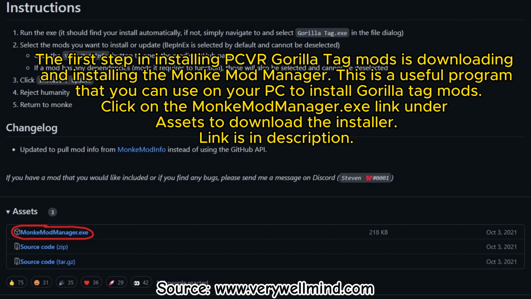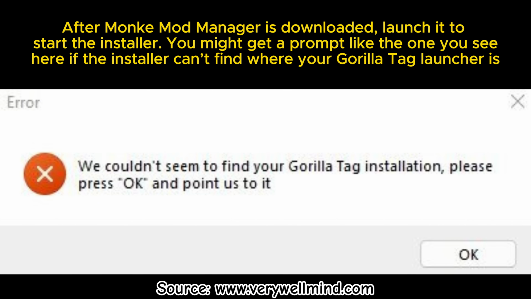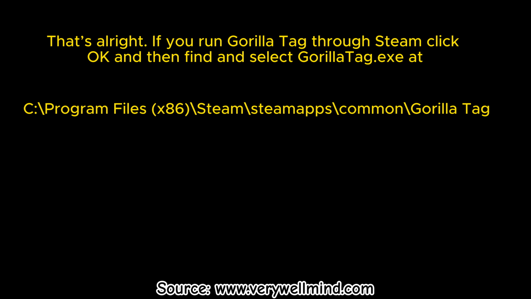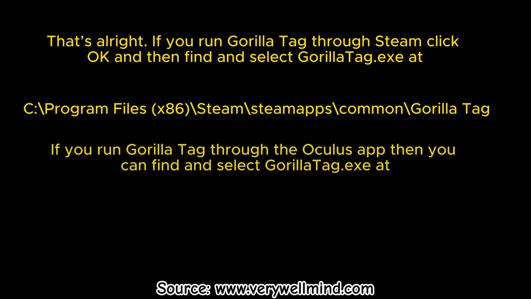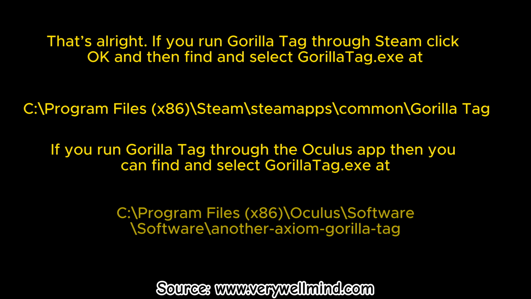Link is in description. After Monk Mod Manager is downloaded, launch it to start the installer. You might get a prompt like the one you see here if the installer can't find where your Gorilla Tag launcher is. That's alright. If you run Gorilla Tag through Steam, click OK and then find and select Gorilla Tag exe at. If you run Gorilla Tag through the Oculus app, then you can find and select Gorilla Tag exe at.